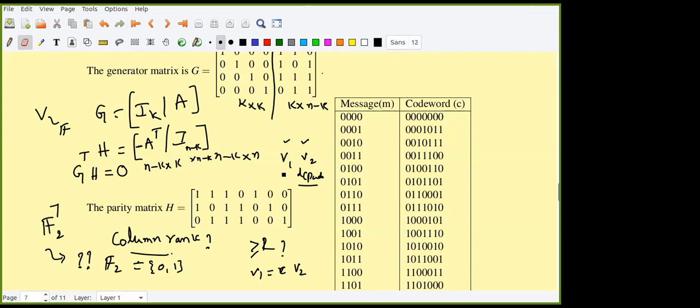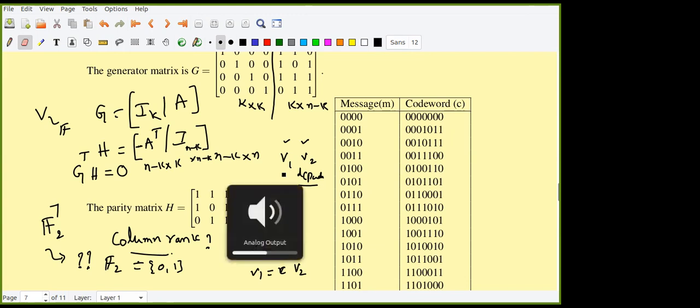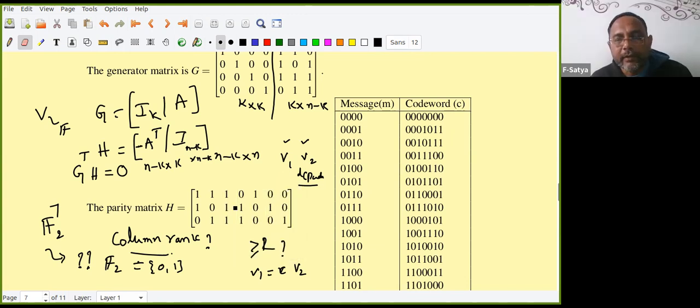Yes, sir. They are linearly dependent if they are the same vector. They are the same vectors, right? But here all of them are not same, all are distinct. That's why the column rank is greater than or equal to 2. Now, can you agree that column rank is equal to 2 now?